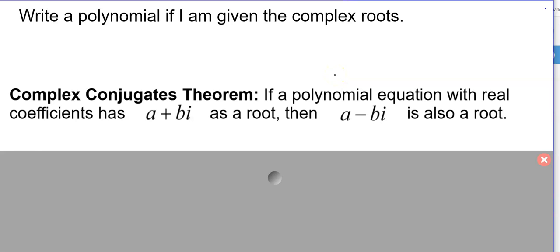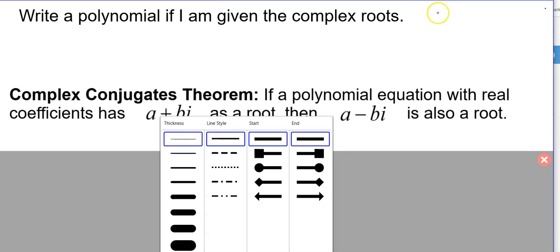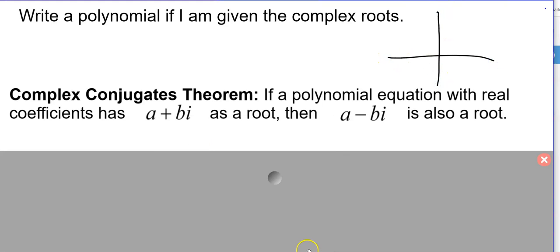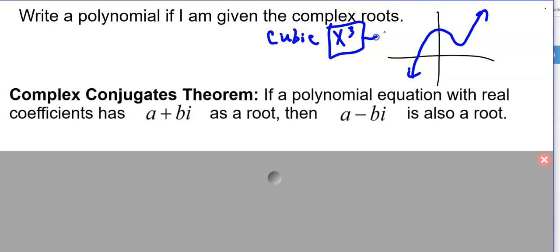If a polynomial equation has real coefficients, and a plus bi is a root, then a minus bi is also a root. For example, before I go on, let's say we have a graph, and sometimes the graph looks like this. This is a cubic equation, and when I say cubic, I mean it's got x to the third power. I'm not sure what the rest of the terms are, but x to the third power is the largest degree, so the end behavior is down, up.